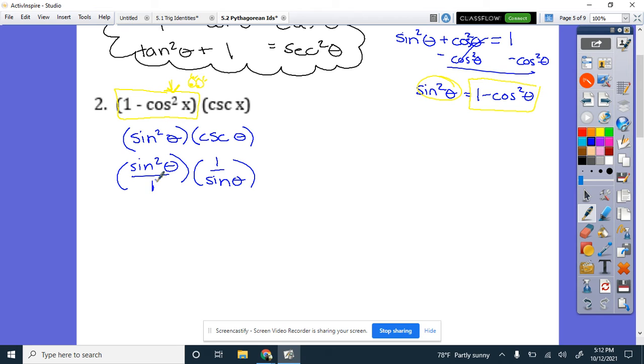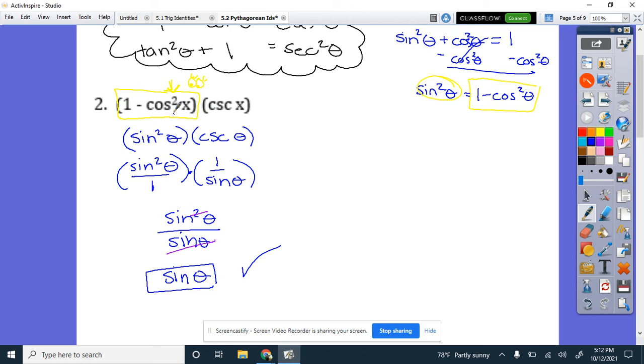Sine squared is just sine squared over 1, right? It's itself. We can't rewrite sine. So now, sine squared times 1 over sine is sine squared over sine. And if I have sine squared over sine, I can cancel out a sine on the top and a sine on the bottom, which means that I'm going to get sine theta. And that's my final answer.